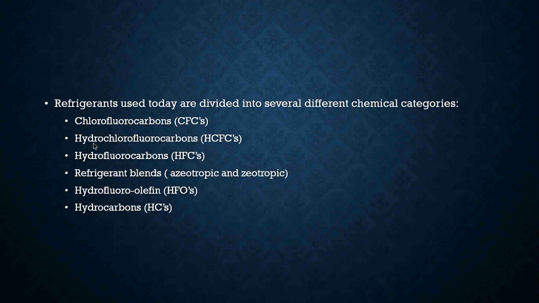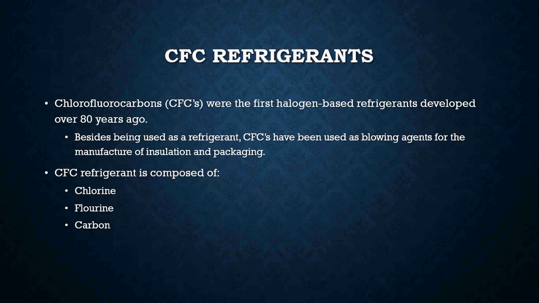So we have a couple of different types out there. We have chlorofluorocarbons, which is CFC for short. Hydrochlorofluorocarbons, say that 10 times fast, that's HCFCs. Then you have hydrofluorocarbons, HFCs. Then you have different refrigerant blends, which are made up of different refrigerants together at different percentages, and those are broken down into azeotropic and zeotropic type refrigerants. And then you have hydrofluoroolefins, which is an HFO, and then hydrocarbons, which is an HC.